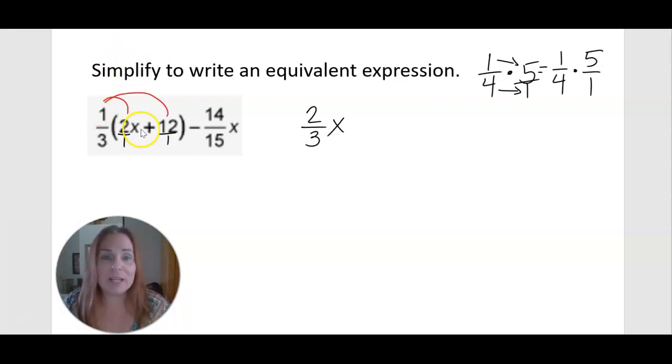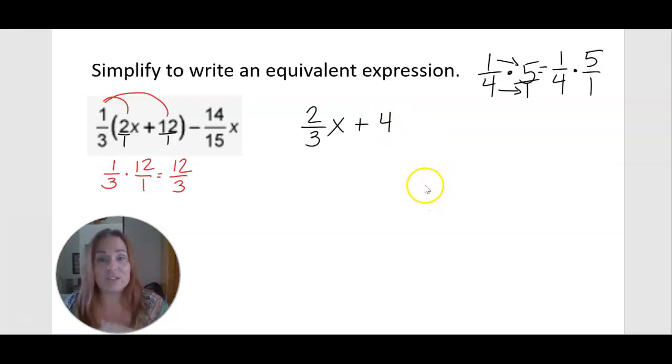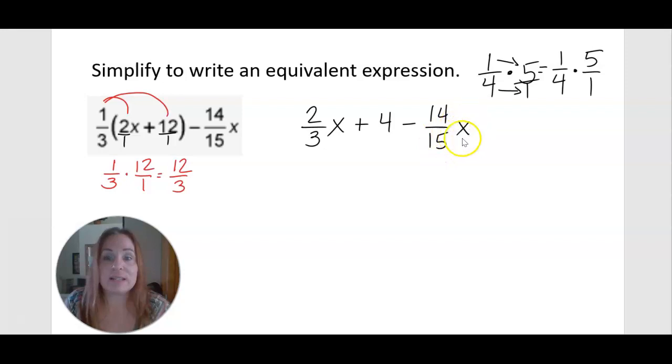All right, so I multiplied here. So now I'm going to do 1/3 times 12/1. Well, 1/3 times 12/1 is going to give me 12/3, which is just 4. So I'm going to write 4. Now, I'm not going to write the parentheses because I already did the distribution, right? So now I'm going to subtract from that. I'm just copying 14/15 x. I'm going to rewrite this whole thing as addition, just like I've done in all the other problems.